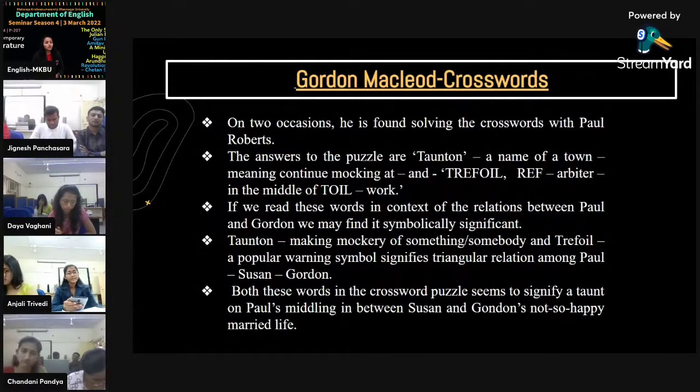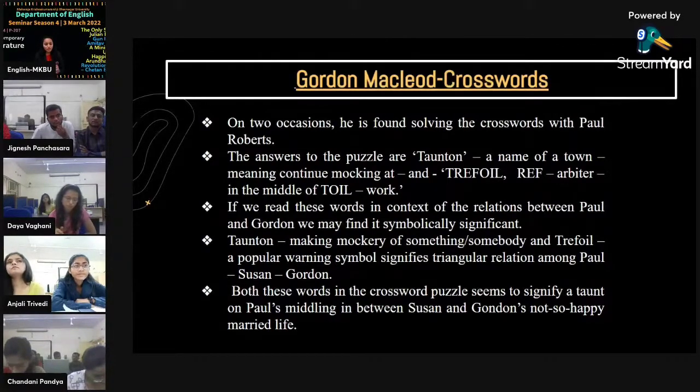Apart from John, there is another character who also plays the crossword game, Gordon MacLeod. In this novel, on the two occasions he plays that game, he is found solving the crossword with Paul Roberts. The answers to the puzzle are Taunton, which is the name of a town, and the meaning of that word is to continue mocking; and trefoil, with arbiter in the middle of toil, work.